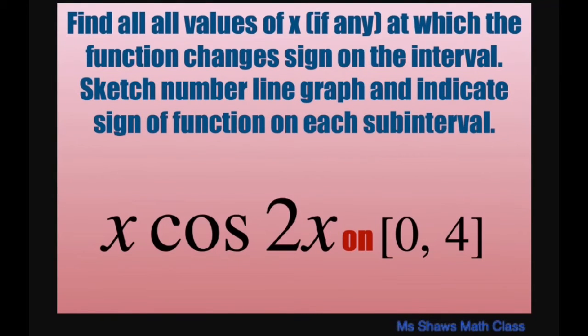Hi everyone, we're going to find all values of x, if any, at which the function changes sign on the interval. We're going to sketch the number line and indicate the sign of the function on each sub-interval. So let's go where they want us to go, from 0 to 4. Let's draw that sign diagram first. So we're going from 0 to 4.